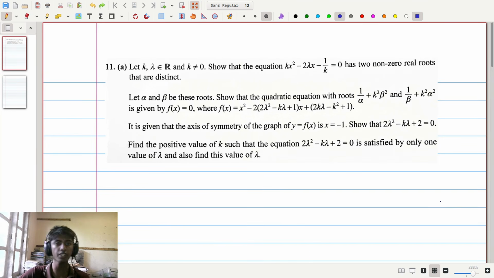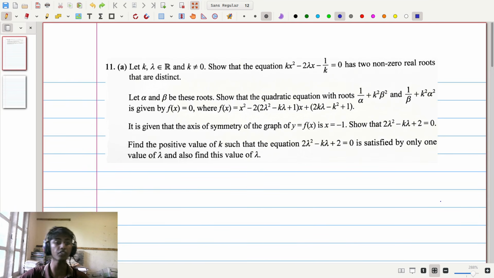The question then says, let alpha and beta be these roots, and given this, we are to show that the quadratic equation with the roots of 1 over alpha plus k squared beta squared and 1 over beta plus k squared alpha squared is given by the equation f(x) equals 0, where f(x) is the function x squared minus 2 times 2 lambda squared minus k lambda plus 1 times x plus 2k lambda minus k squared plus 1.